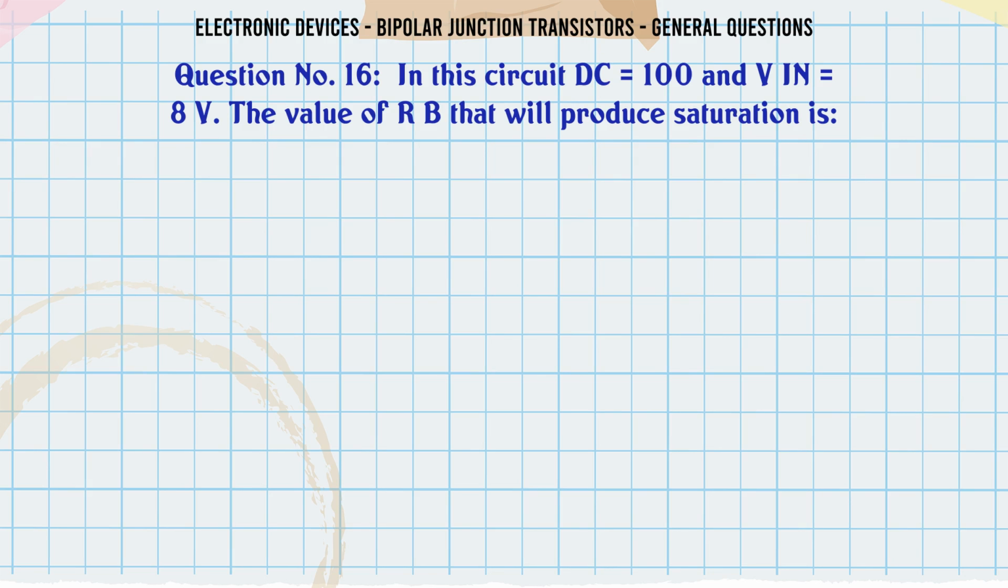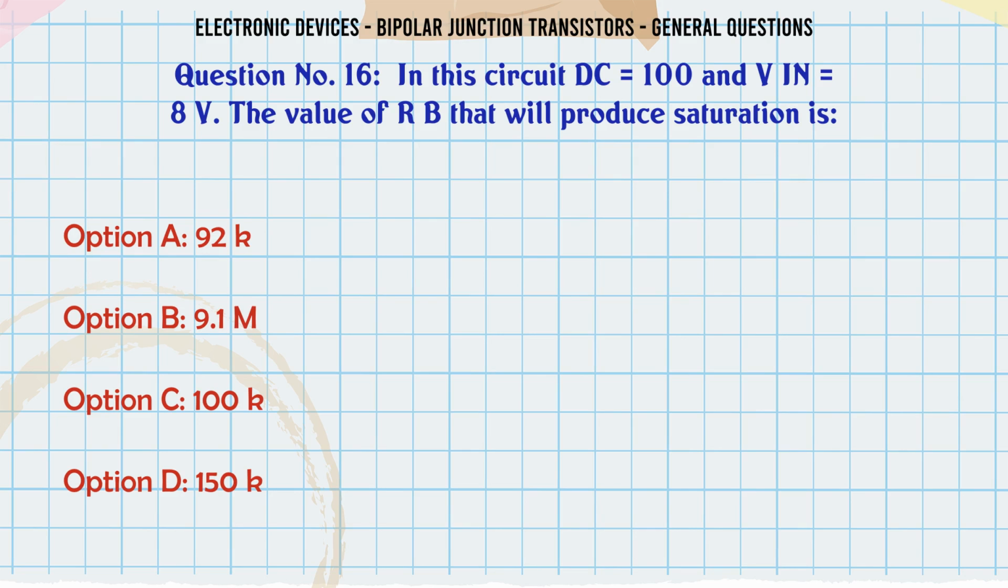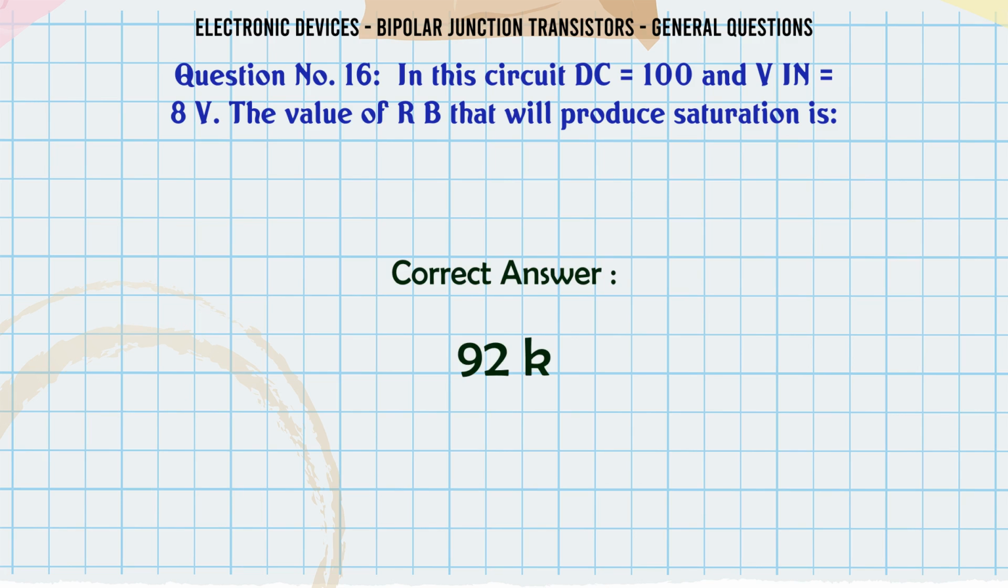In this circuit, DC is 100 and Vin is 8 V. The value of Rb that will produce saturation is A 92K, B 9.1 M, C 100K, D 150K. The correct answer is 92K.